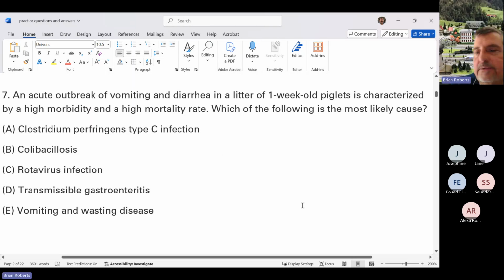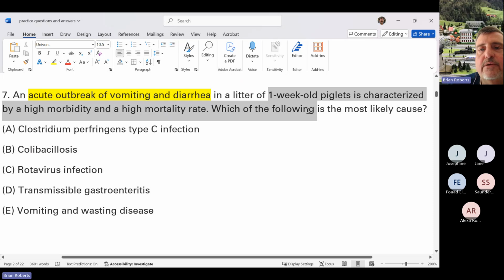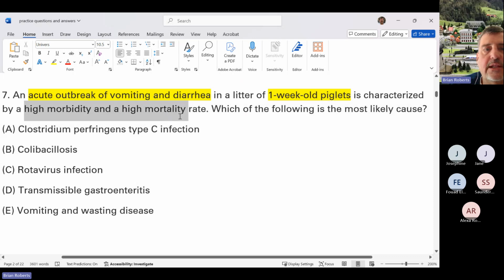Oh boy, we got a piggy one. Okay, so we have an acute outbreak of vomiting and diarrhea in 1-month-old piglets, right? So this is herd health. And they have high morbidity and high mortality.